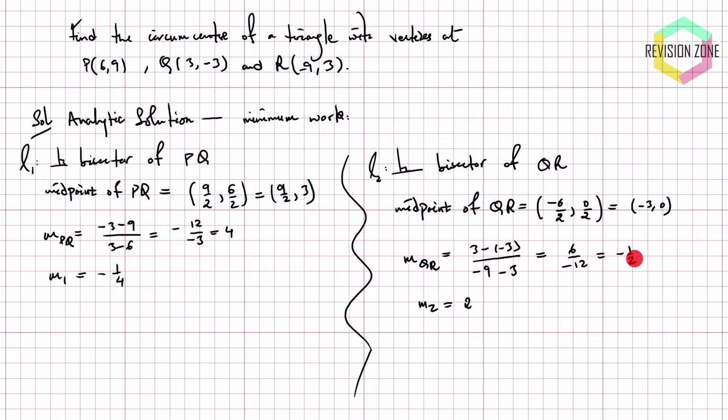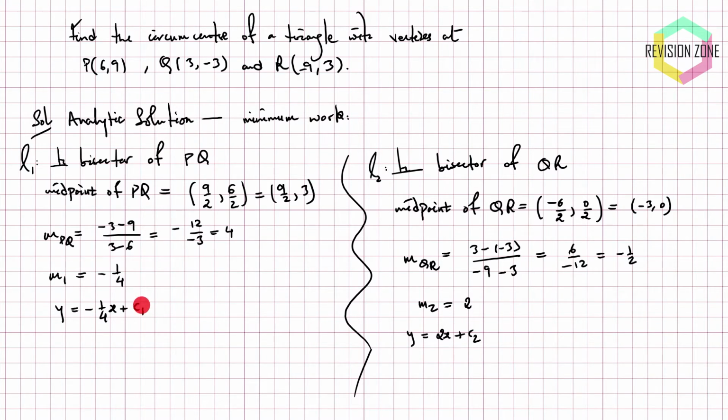And then I stick a negative in front, which means this negative would go away, and I'll end up with 2. So we've got a point and we've got a gradient for our perpendicular bisector of PQ. And we've also got a point and we've got a gradient for our perpendicular bisector of QR. So we're going to write down the equation of the line L1, in other words, the line we're looking for.